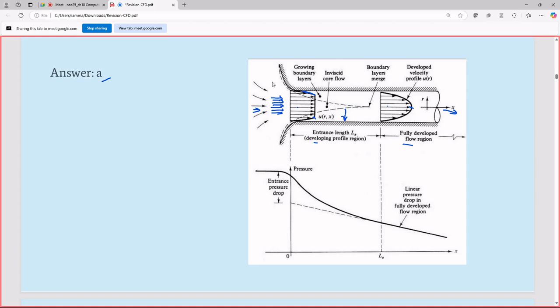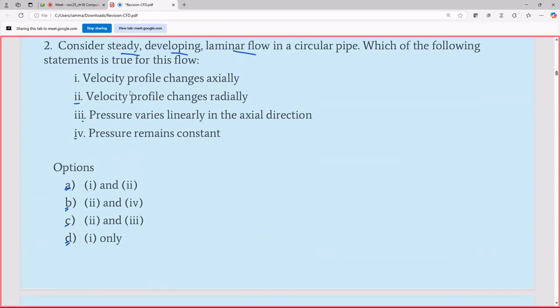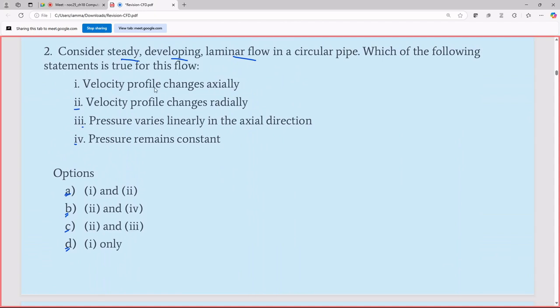So both the first statement and the second statement are true. That's why, if you see here, the velocity profile changes axially. That is true, and the velocity profile changes radially. The third statement was that the pressure varies linearly in the axial direction and the pressure remains constant.